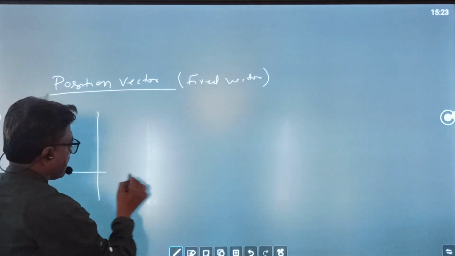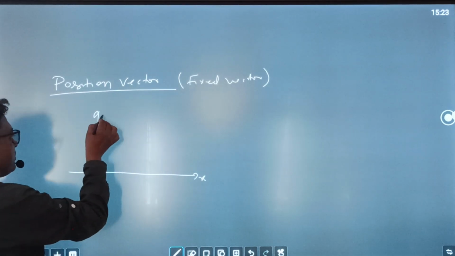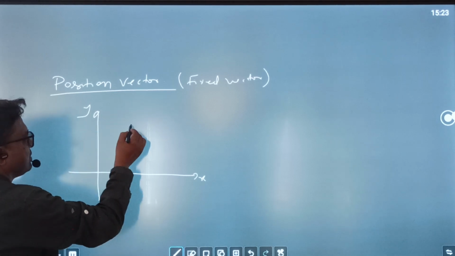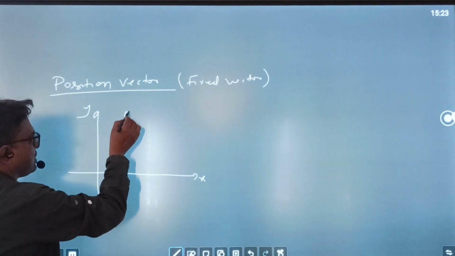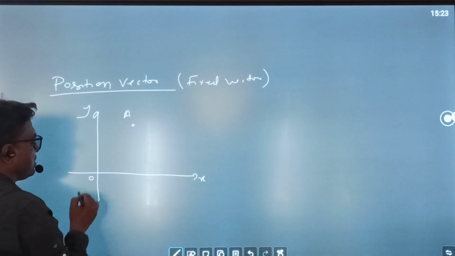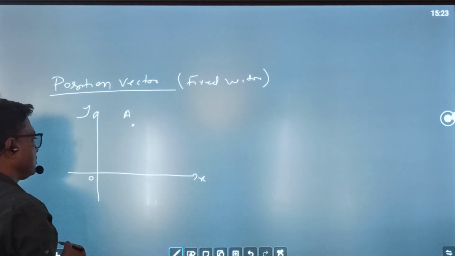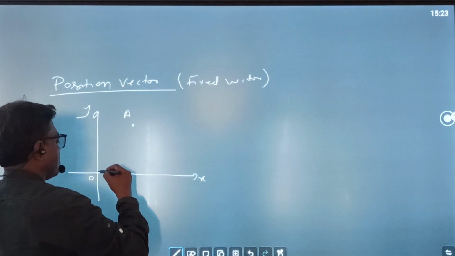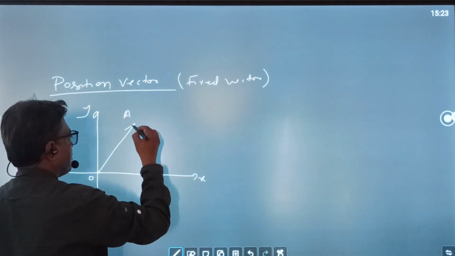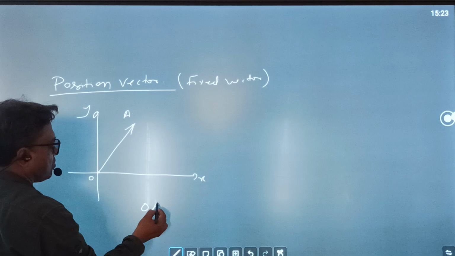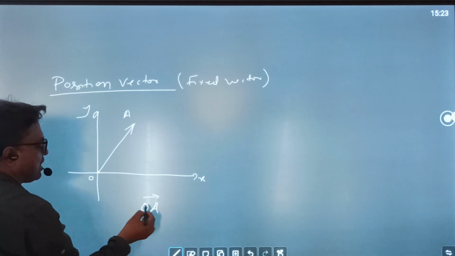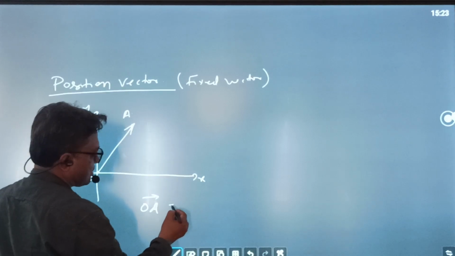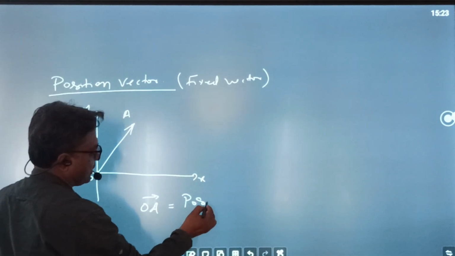Suppose we have a coordinate system. Now to represent the position of any point on the coordinate system, let this point be A. This is the origin of the coordinate system. So this point A is located at this location. If I join the origin with point A, then this vector OA, where O is the tail, A is the head, direction is from O to A, is called the position vector of point A.